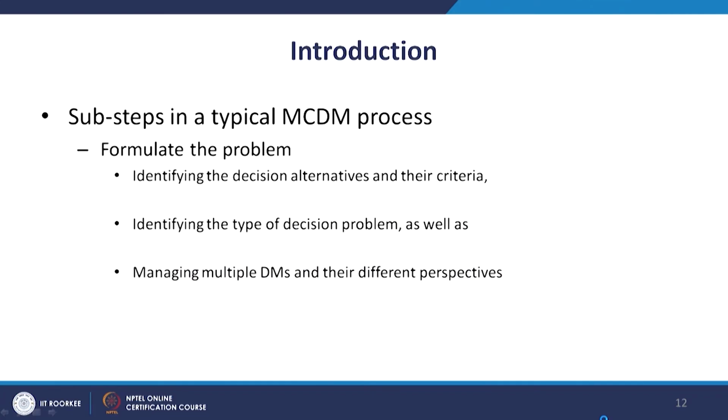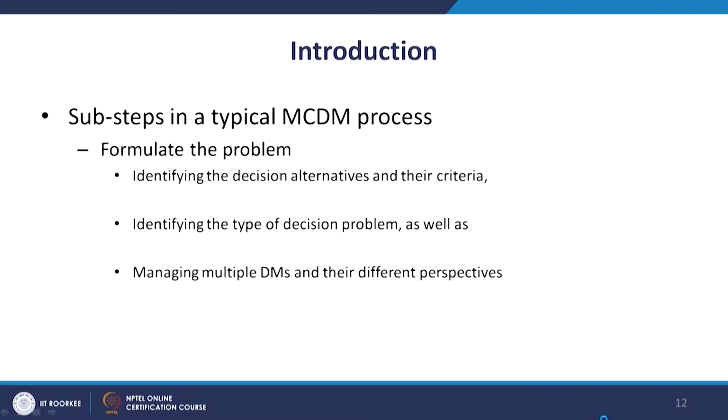Now, the next main step is to formulate the problem. It can again be broken down into many sub steps, for example, identifying the decision alternatives and their criteria. As we talked about in the example where a school committee was there, we were able to identify the alternatives. Different students were the alternatives, and their criteria were the performance of students on different subjects. So, that identification is a sub step under formulating the problem.